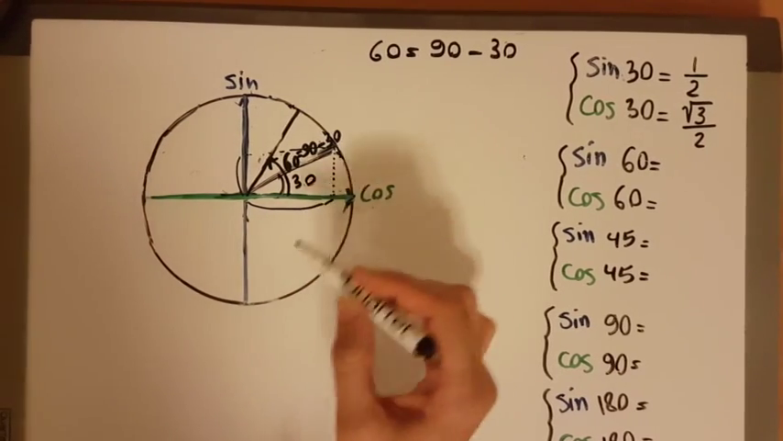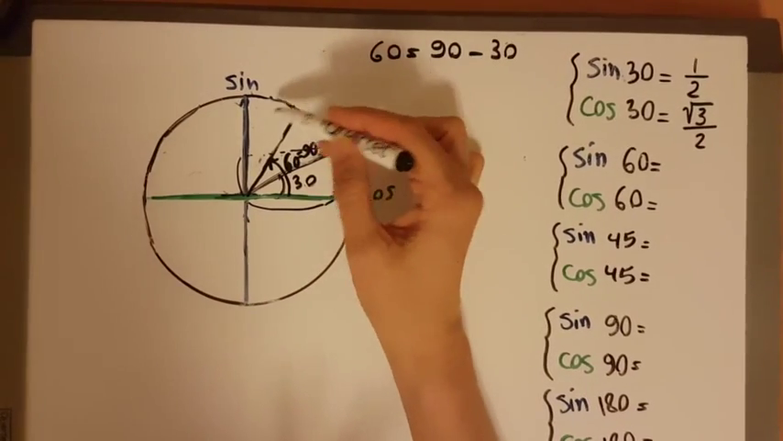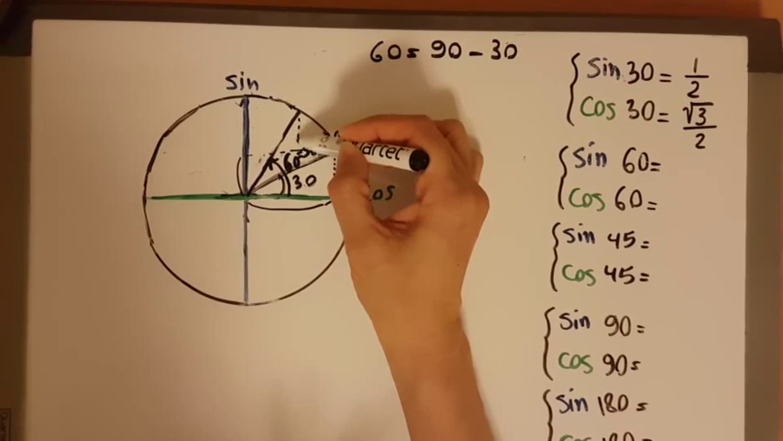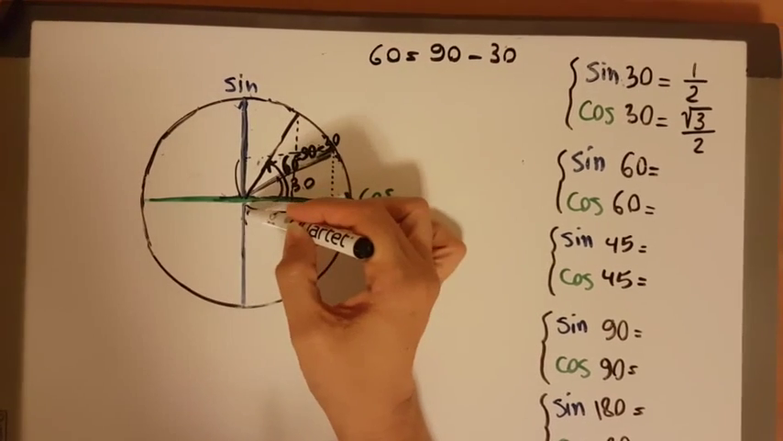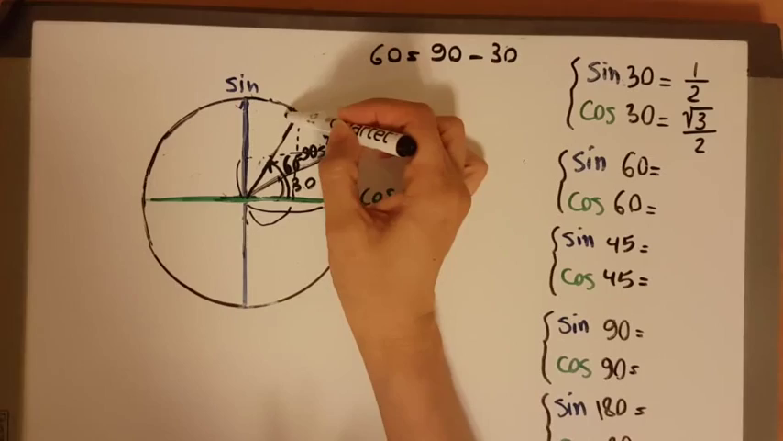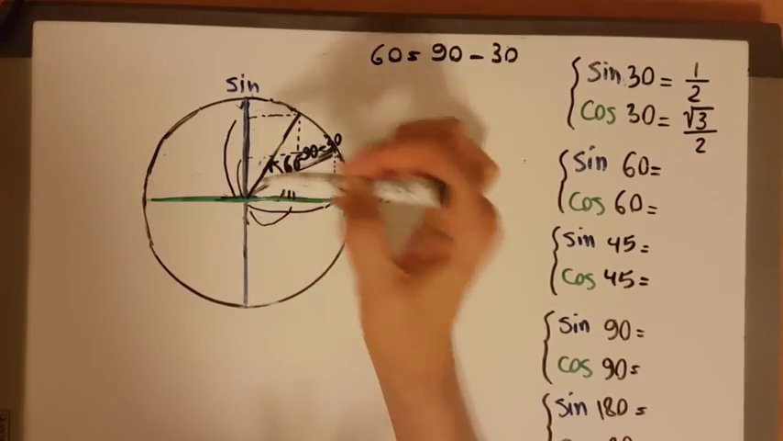So now you find the cosine and sine of the 60. Of course, you draw a perpendicular here. This would be the cosine of 60, and you draw a perpendicular here. This would be the sine of 60.